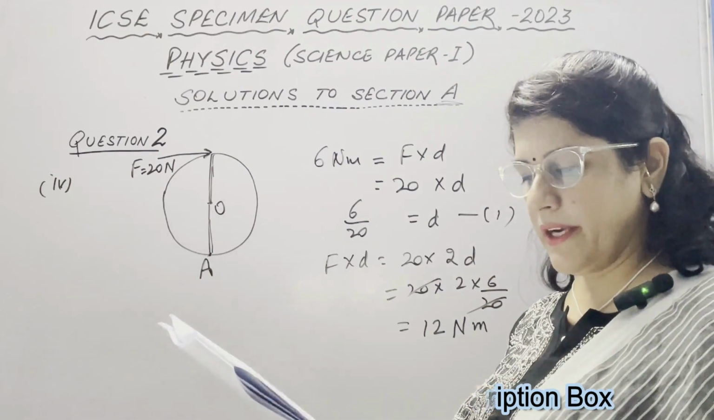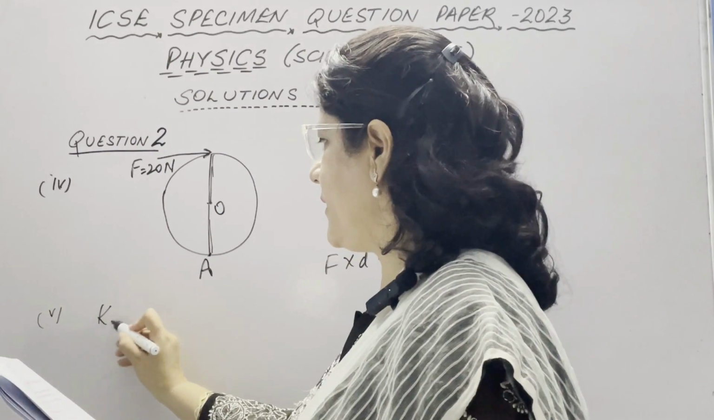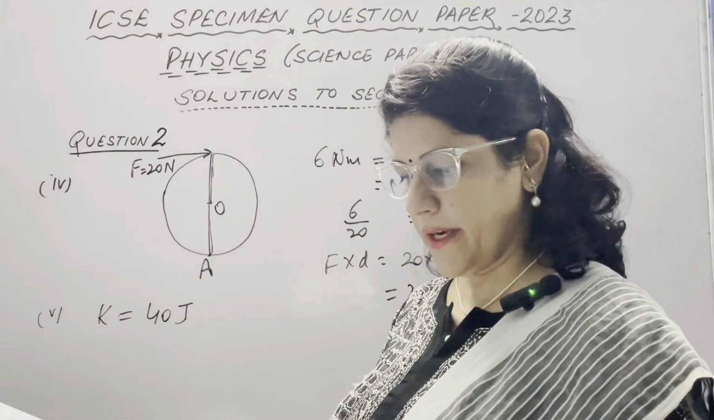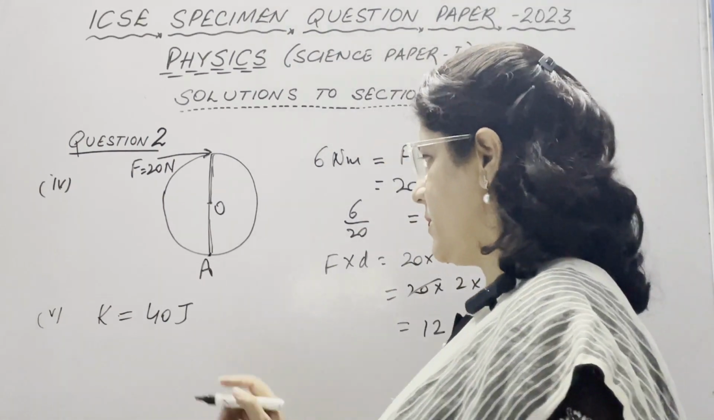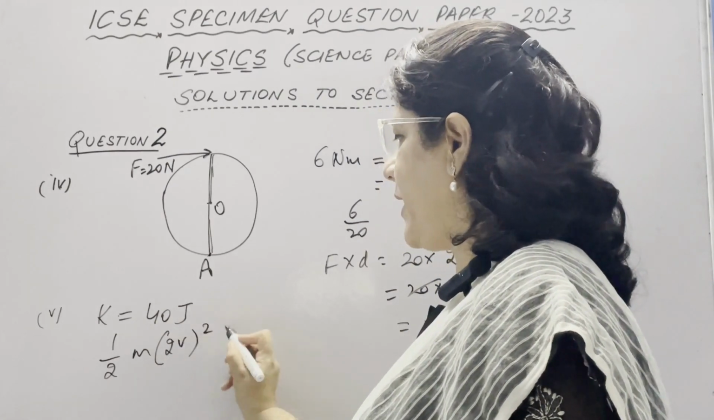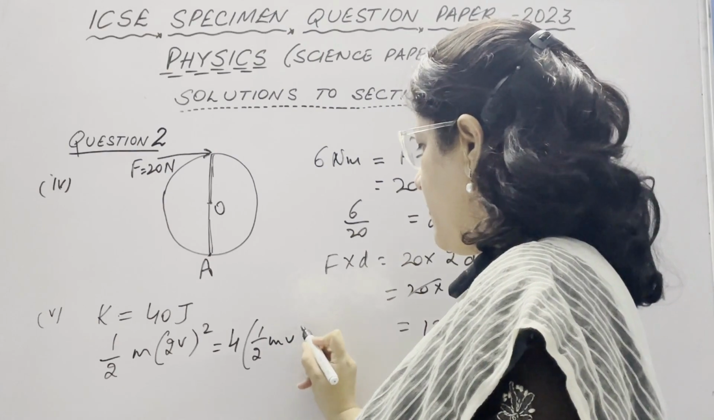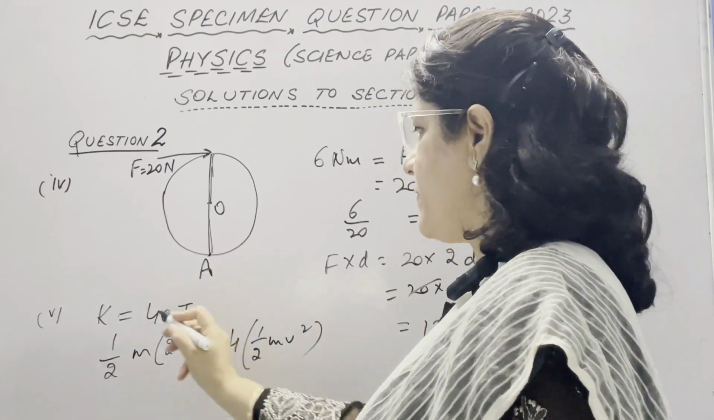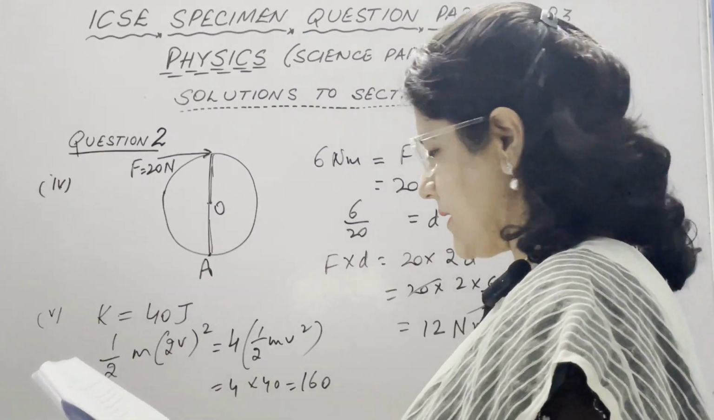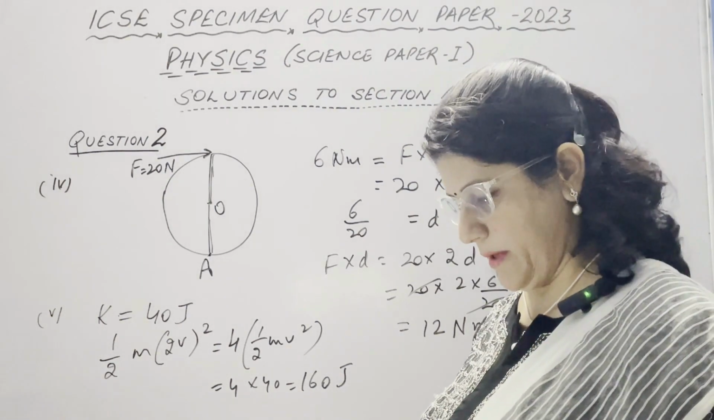In fifth part, if kinetic energy of a moving body is 40 joule. Kinetic energy is 40 joule. What will be its kinetic energy when its velocity is doubled? When its velocity is doubled, then half m, instead of v square, we need to write 2v square. 2 square, it means 4, and then half mv square. What is the value of half mv square? Kinetic energy, it means 40. 4 into 40, 160. 160 joule is the kinetic energy when velocity is doubled.